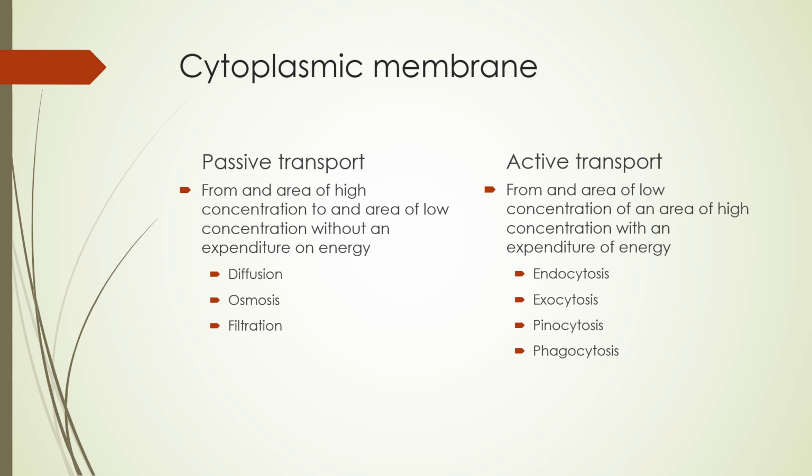Nutrients and waste are transported across cytoplasmic membranes, and that can happen by either passive or active transport. In passive transport, we have a substance that moves from an area of high concentration to an area of low concentration without the expenditure of energy. This happens in three ways: diffusion, where substances move from a high concentration to an area of low concentration. We have osmosis, where molecules of living cells in water move from a high concentration to a low concentration. And in osmosis, we have isotonic solutions, hypertonic solutions, and hypotonic solutions.